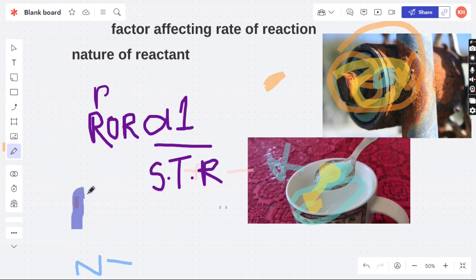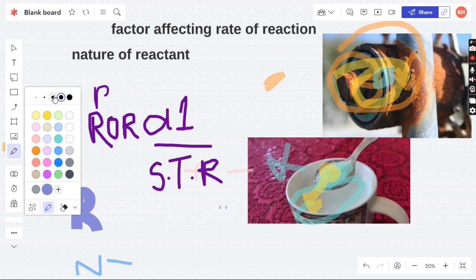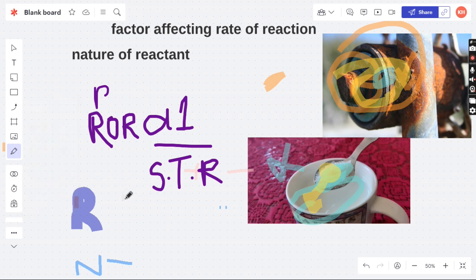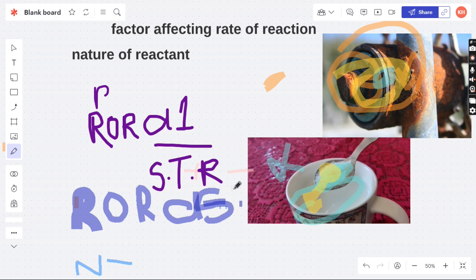Rate of reaction is directly proportional to the stability of the product. Stability of the reactant and stability of the product. What does it mean? It is pretty obvious. We have discussed the graph as well: the amount of the reactant reduces but the amount of the product increases. I have discussed it in the previous video.